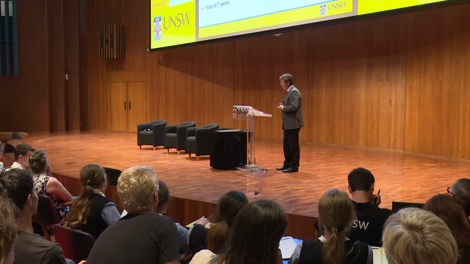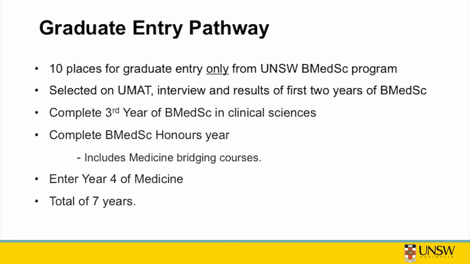We do have a small graduate entry program, and I want to make a note here that the graduate entry program is only from our Bachelor of Medical Sciences, okay? So you can't go to another university, do a Bachelor of Medical Science and apply for our graduate entry program. Again, the selection is based on UMAT and interview, but also their performance in the Bachelor of Medical Science. They'll then, after their 3 years of medical science, do their honours year and enter the 4th year of our medicine program. So altogether, that actually takes 7 years. And you can see it's a small group of students who come in that way.